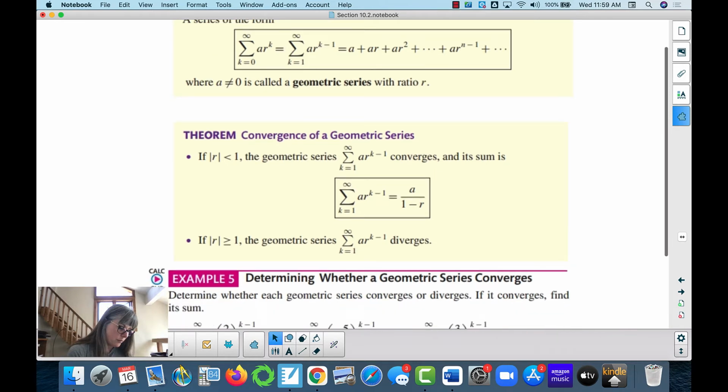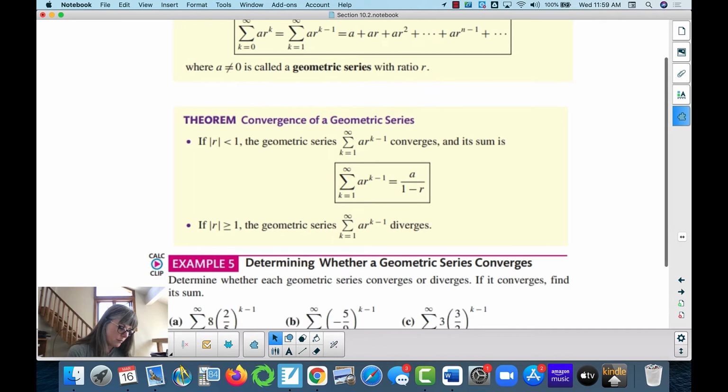So we use r to decide if that series is going to converge or diverge. If we have a geometric series and the absolute value of r is less than 1, then that series is going to converge. And if the absolute value is greater than or equal to 1, then that series is going to diverge.